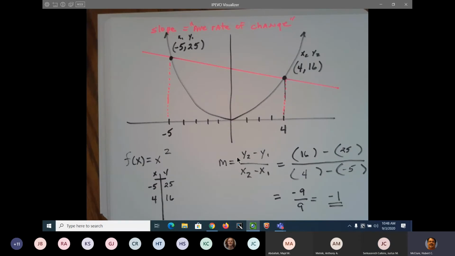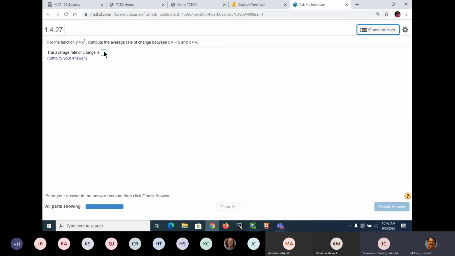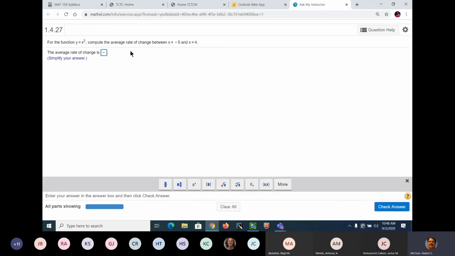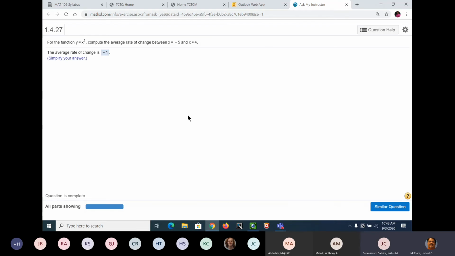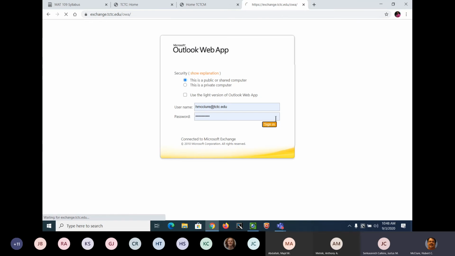Now you're going to be heading toward that difference quotient somewhere in this section. So that's why I went ahead and showed that to you with this problem. So your answer should be -1. And do we feel good about ourselves? Yes, we do. That was a good test question.